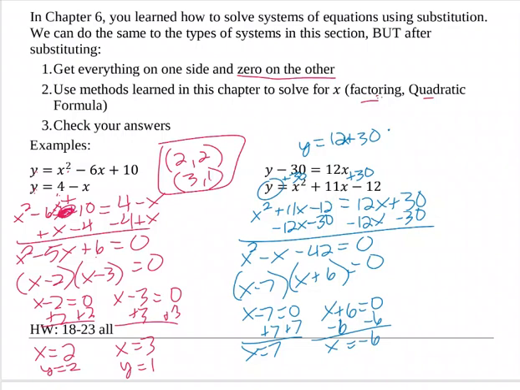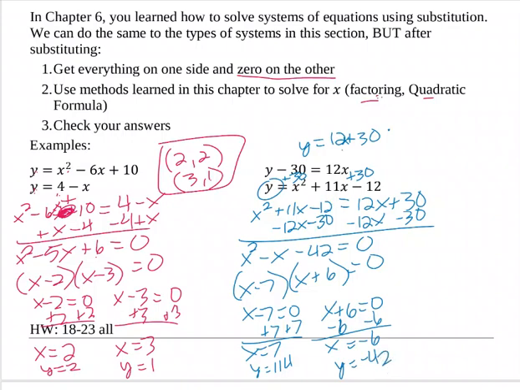So I have 12 times 7, 84. 84 plus 30, 114. So y is going to be 114 when x is 7. And then I have x is negative 6 this time. So it's going to be 12 times negative 6, which is negative 72, not 42. Then I'm going to add 30, and now it's negative 42. So y will be negative 42.